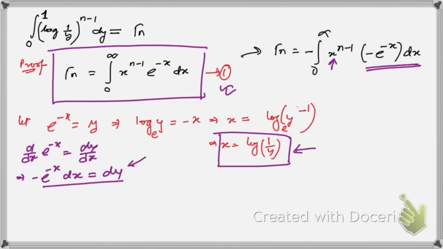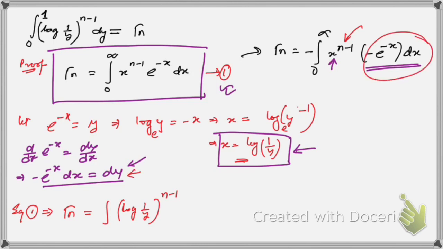Then therefore from equation number 1 we will get gamma n is equal to integration 0 to infinity. So here the limit will be changed. Let me explain how it will change. First let me write the integration: instead of x we're going to write log of 1 by y, whole to the power n minus 1. So as we have n minus 1, then this term will be replaced by this dy, right? And here we have to put a minus sign.